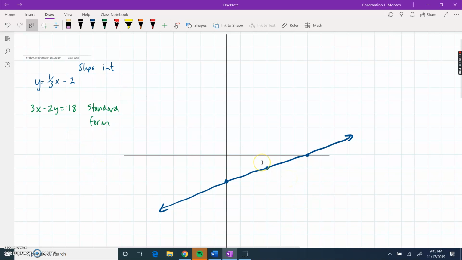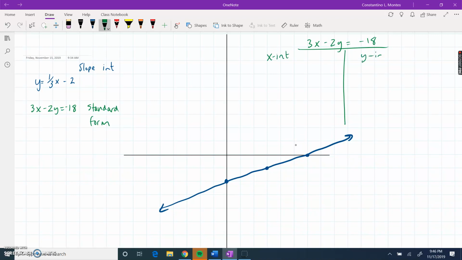For standard form, that usually takes a little bit more work, and I was asking you to do this last week, and we had a little bit of fun with it. 3x minus 2y equals -18. I'm writing this off to one side, and then I'm making a small table. On this side, I'm going to find what I call my x-intercept. On the right hand side, I'm going to find my y-intercept.